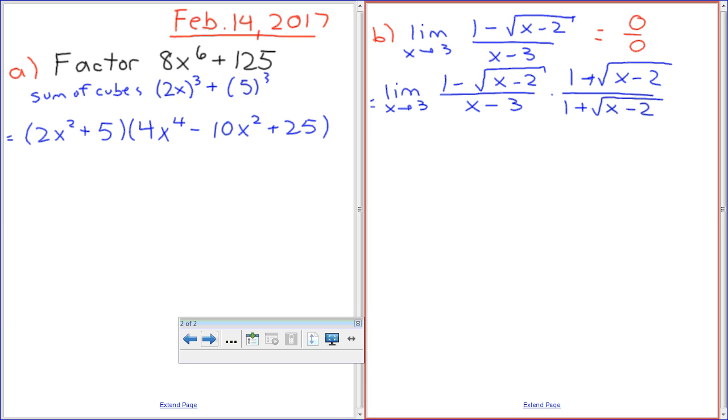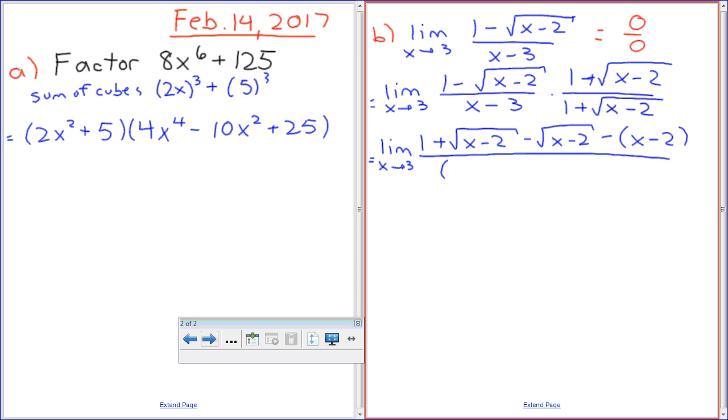Luke, why did she do that? Why is one a plus and one a minus? What's the purpose of that? So they cancel. Yeah, they're going to cancel. When you FOIL them out, the middle terms are going to cancel. Okay, so I'm going to do the numerator here. I'll do it for you to speed things up. I'll let Derek finish it off for me here. 1 times 1 is just 1 plus root of x minus 2 minus root of x minus 2 minus bracket x minus 2, all over x minus 3, 1 plus root of x minus 2.